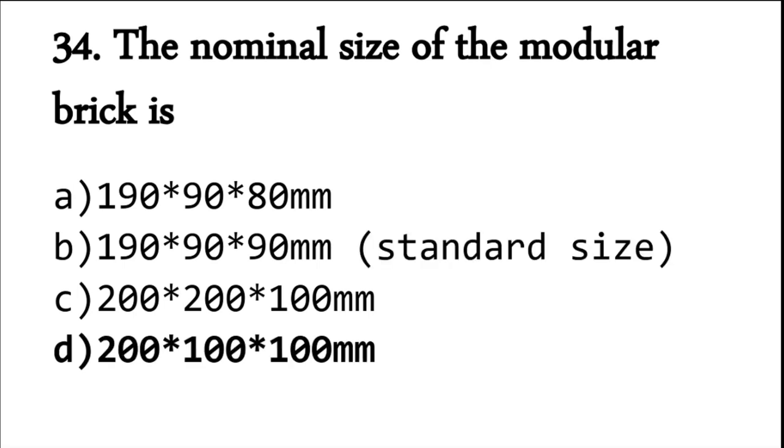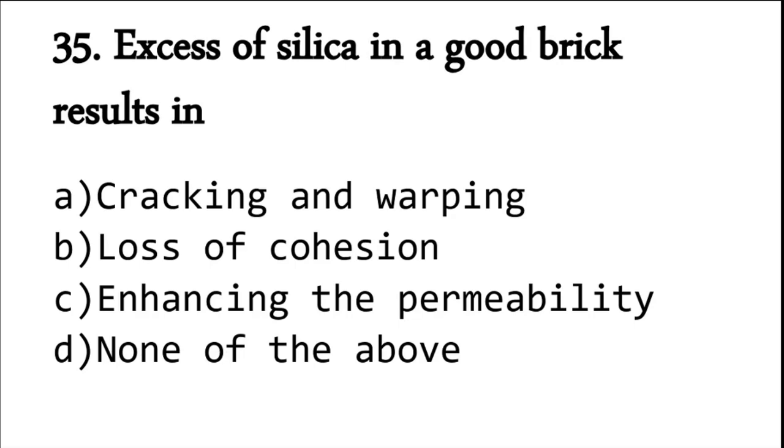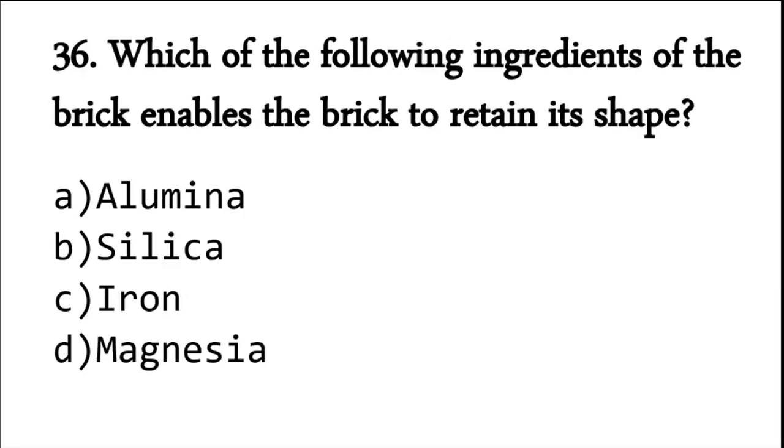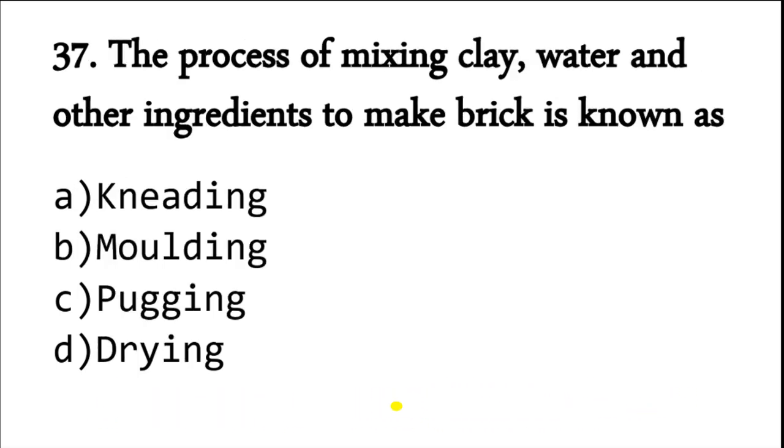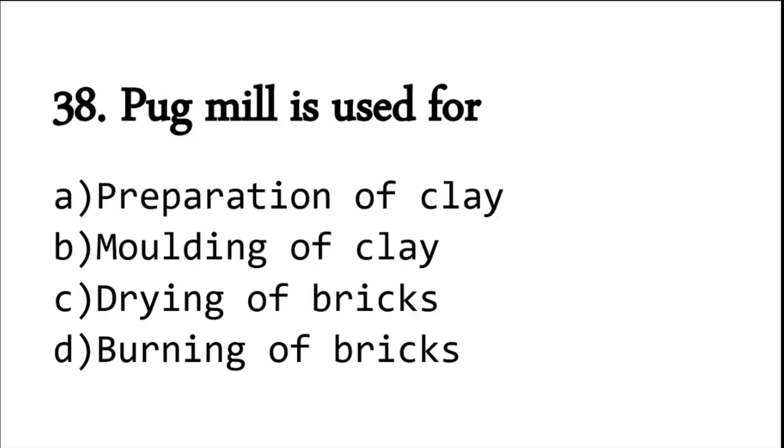Okay. Next is, excess of silica in good brick results in loss of cohesion. Okay, next is, which of the following ingredients of brick enables the brick to retain its shape? Alumina, silica, iron, magnesia. Silica helps brick to retain its shape. The process of mixing clay, water, and other ingredients to make brick is known as kneading, molding, pugging, drying. So it is called kneading. A is the correct answer. Okay, pug mill is used for preparation of clay. A is the correct answer.